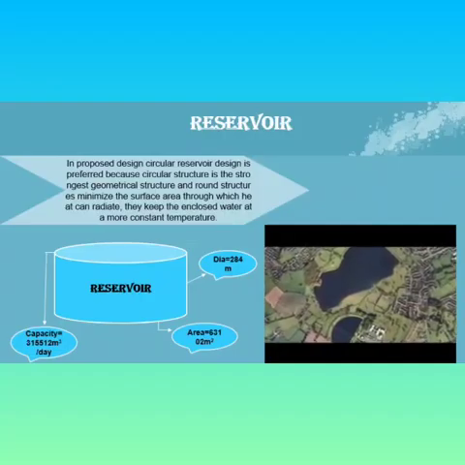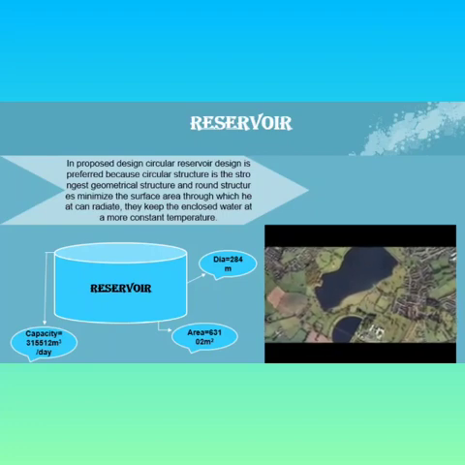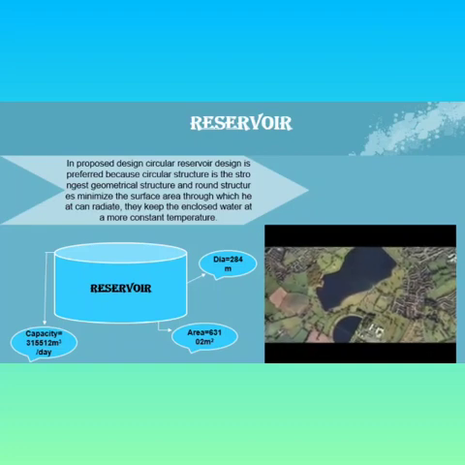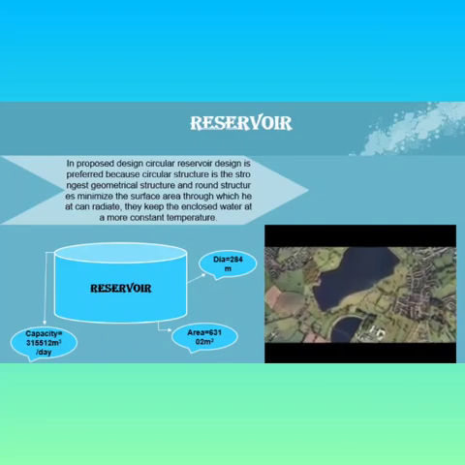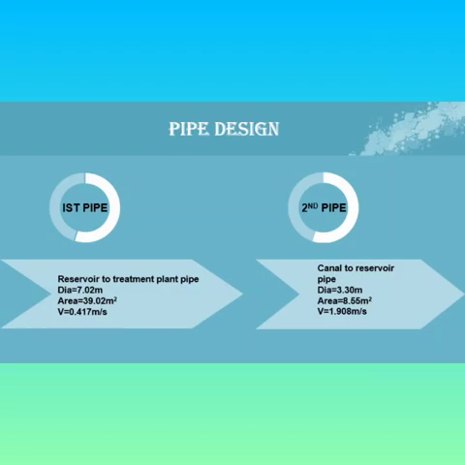First of all, the reservoir. A reservoir is a storage space where fluid can be stored for rainy seasons and other purposes. In this design, we prefer the circular reservoir because it has a strong geometrical structure and it can minimize the surface area, which can radiate heat. They keep the enclosed water at a more constant temperature. The reservoir capacity is 3,15,512 meter cube per day, and the area of the reservoir is 6,31,002.